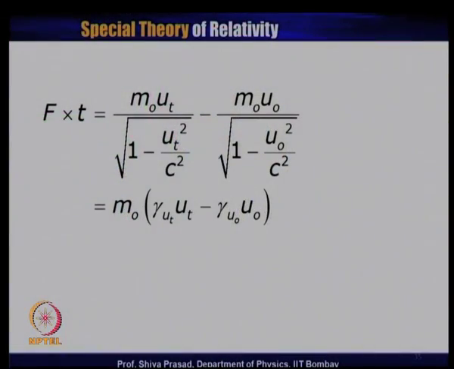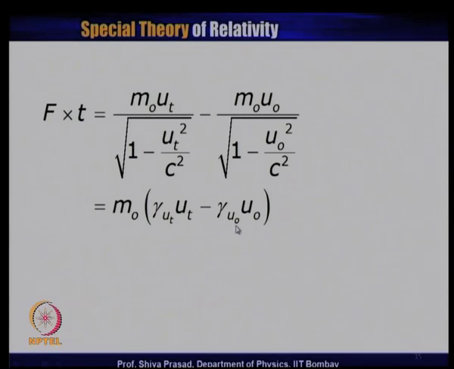So this is my equation. Force multiplied by time is equal to m naught ut divided by under root 1 minus ut square by c square, minus m naught u naught divided by under root 1 minus u naught square by c square. This quantity 1 divided by under root 1 minus ut square by c square I am writing as gamma ut, because there are two speeds, one after time t, one at time t equal to 0. So gamma corresponding to this speed is gamma ut, gamma corresponding to the initial speed is gamma u naught. So the same expression I have written as m naught multiplied by gamma ut ut minus gamma u naught u naught. M naught has been taken common, and the 1 divided by under root 1 minus u naught square by c square has been taken as gamma u naught. So this is my expression.